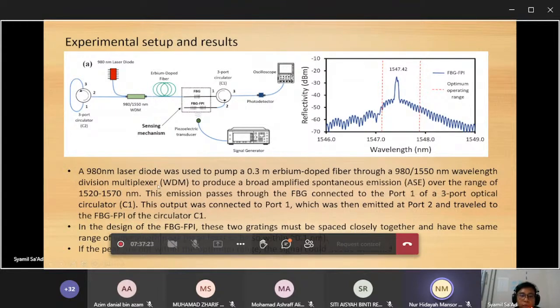So in the design of the FBG FPI, these 2 types of fiber must be placed closely together and have the same range of wavelength peak, as you can see on the right side of the picture. When their wavelength peaks are within the same region, you can see within the same spectrum a peak of FBG and a peak of normal FBG. These 2 gratings must be spaced closely together so that their temperature changes are uniform. If the peaks are not within the optimum range, the signal could not be detected. As you can see, the signal comes from the piezoelectric transducer. This is our vibration signal, which comes from the signal generator. This is how the experimental setup works.